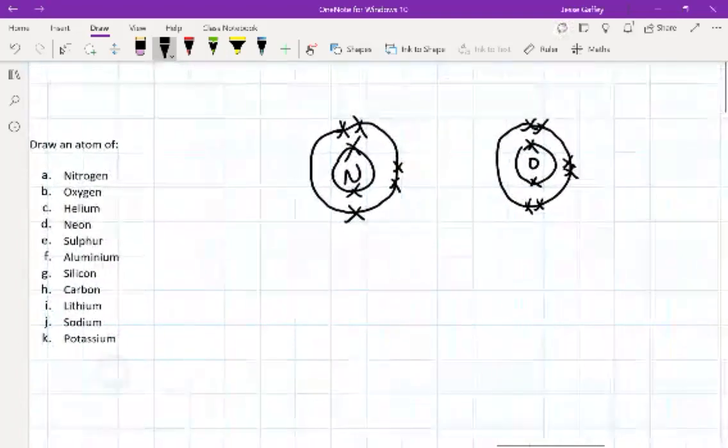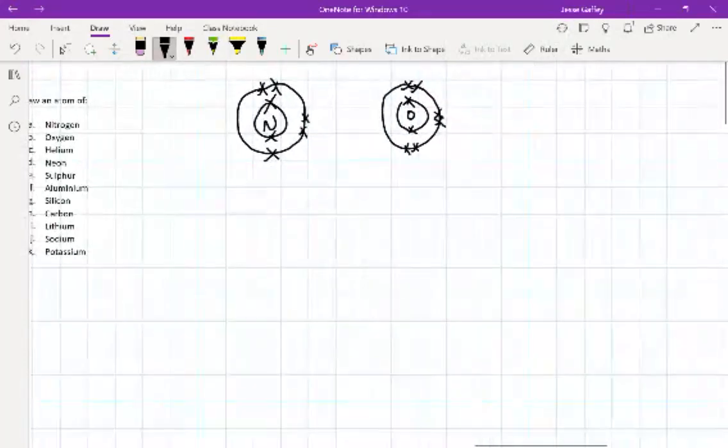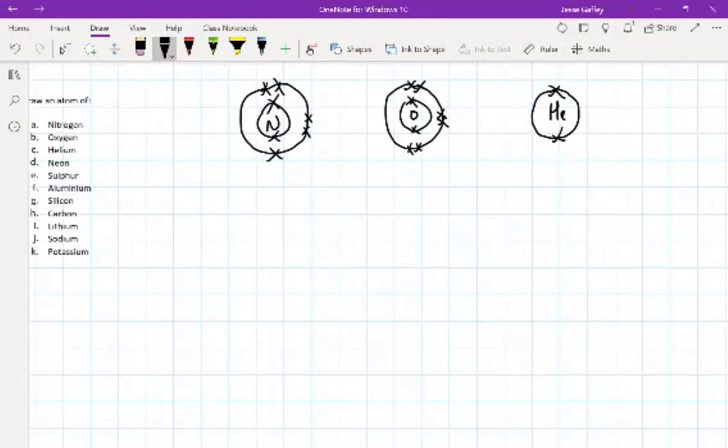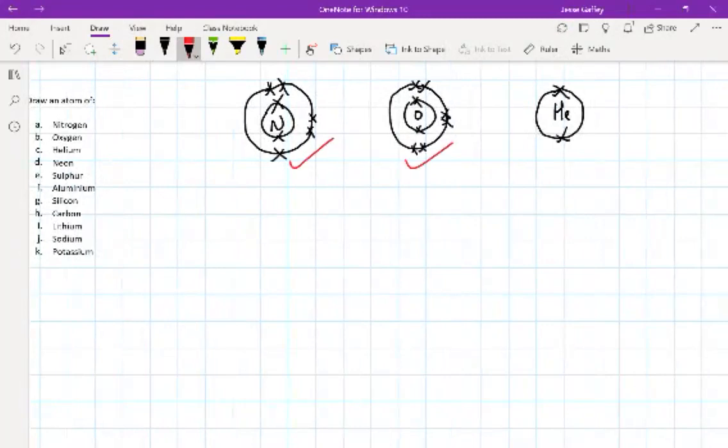The next one is helium. Helium, He, has only 2 electrons altogether. So helium has 2 in the first shell. That's it. Well done. If you got those right, excellent. Good job. Neon. Let's check neon out. Neon has got 2 in the first shell and it's got a total of 10. So that means 2 in the first shell and it's got 8 in the second shell. That's neon.